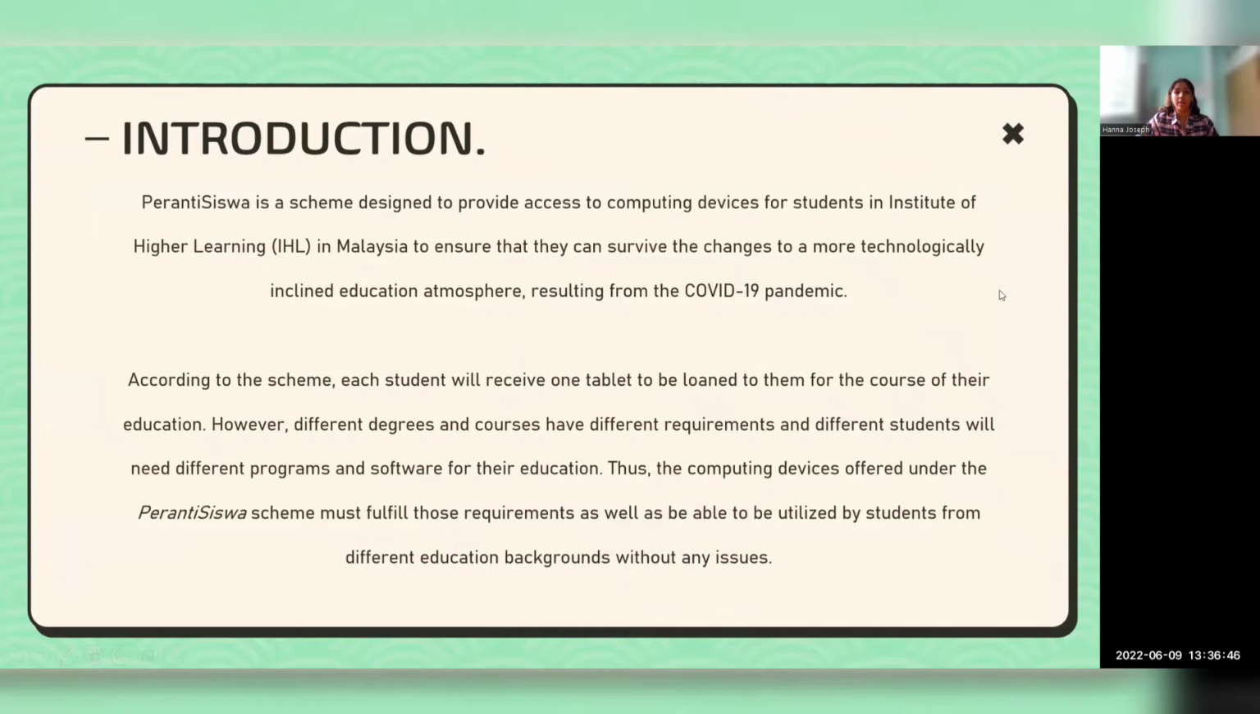So, introduction. Peranti Siswa is a scheme designed to provide access to computing devices for students in institutes of higher learning to ensure that they can survive the changes to a more technologically inclined education atmosphere resulting from the COVID-19 pandemic. According to this scheme, each student will receive one tablet to be loaned to them over the course of their education. However, different students and different degrees and courses require different specifications, programs, and software for their education. Therefore, it is decided that the Peranti Siswa scheme must fulfill those requirements as well as be able to be utilized by students from different education backgrounds without any issues.